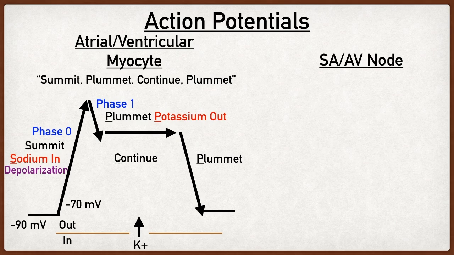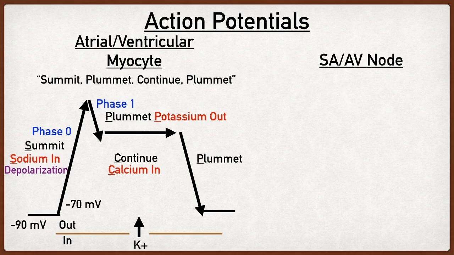The next phase of the action potential is the continue phase. This is where the action potential is plateaued. So if we have potassium exiting the cell, this means we have to have a positive ion entering the cell to counteract this and keep the action potential level. So what ion is going to be involved? Let's use the catchphrase again, and continue starts with the letter C, so it's going to be calcium involved.